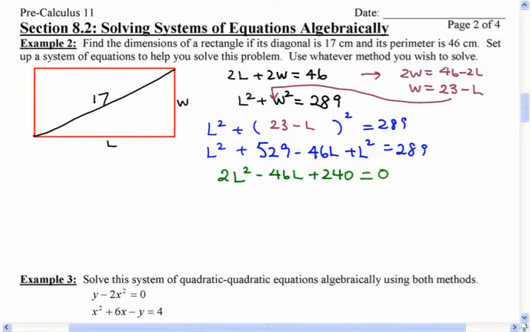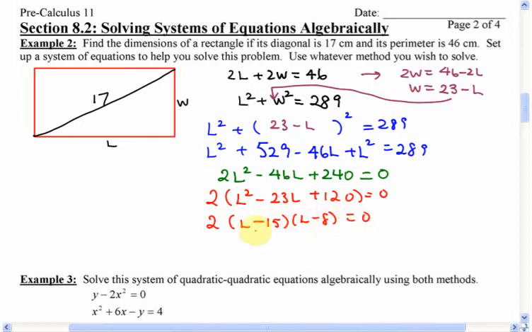I think you can factor out a 2. L squared minus 23L plus 120. Think about what times what gives you 120 that adds to negative 23. I think it's 15 and 8. So L equals 15 or L equals 8.